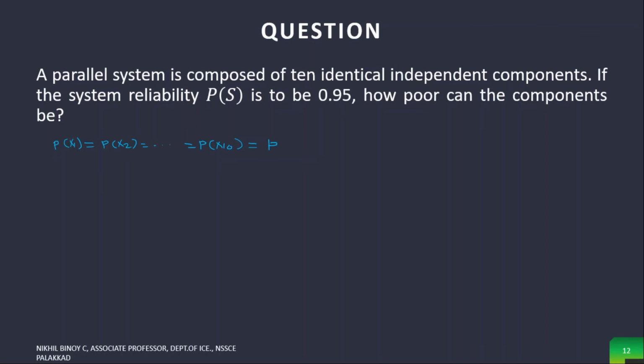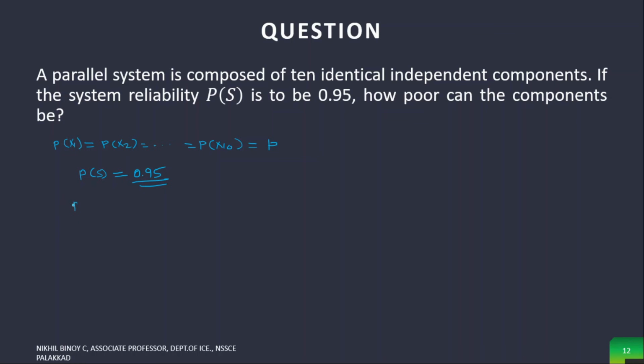Okay. So now what we have, the system reliability is given. P of S is equal to 0.95. System reliability is given. And what type of configuration do we have? We have a parallel system. All these 10 components are connected in parallel. So if we have 10 components connected in parallel, first, what can we find?